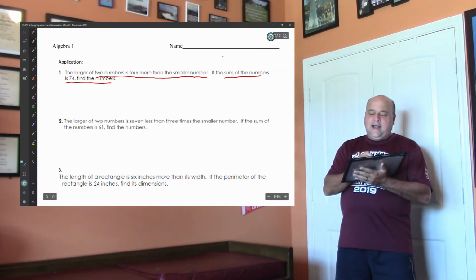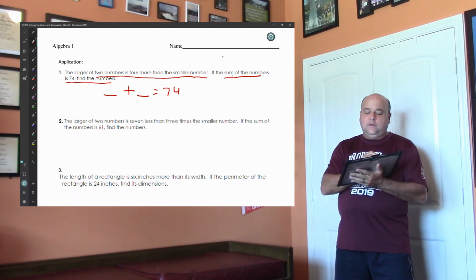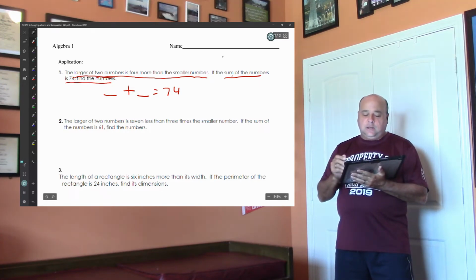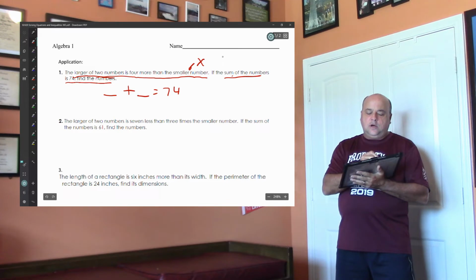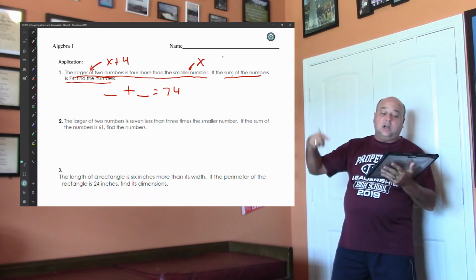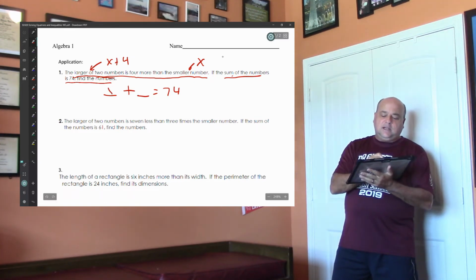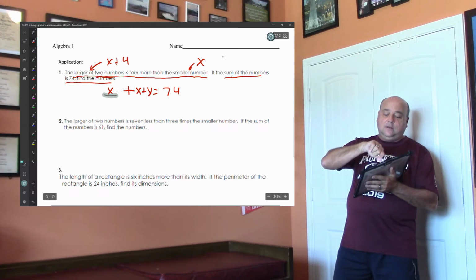So, we're going to add up two numbers, and we're going to get 74, and this is tricky because you got to generate this, okay? The larger of two numbers is 4 more than the smaller number. So the smaller number is going to be x, and the larger number is going to be 4 more than that, so it's going to be x plus 4. So x and x plus 4, and that's not easy to do. That's probably the first time you've done that, okay?